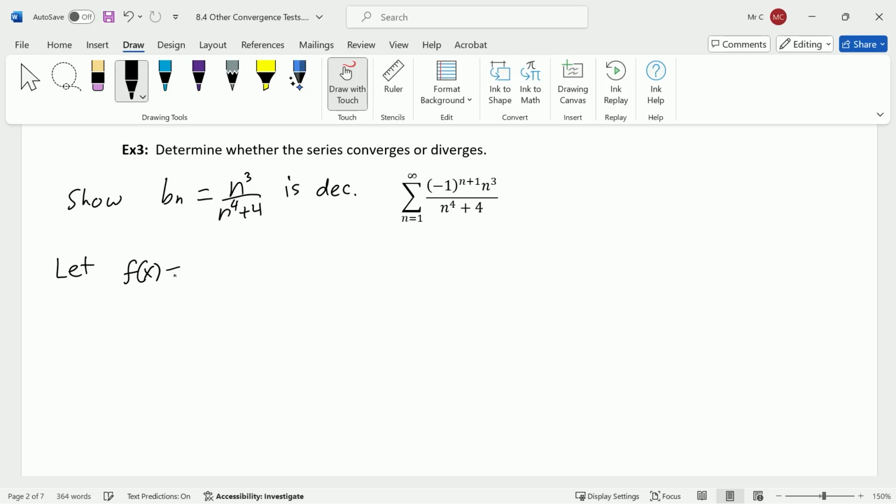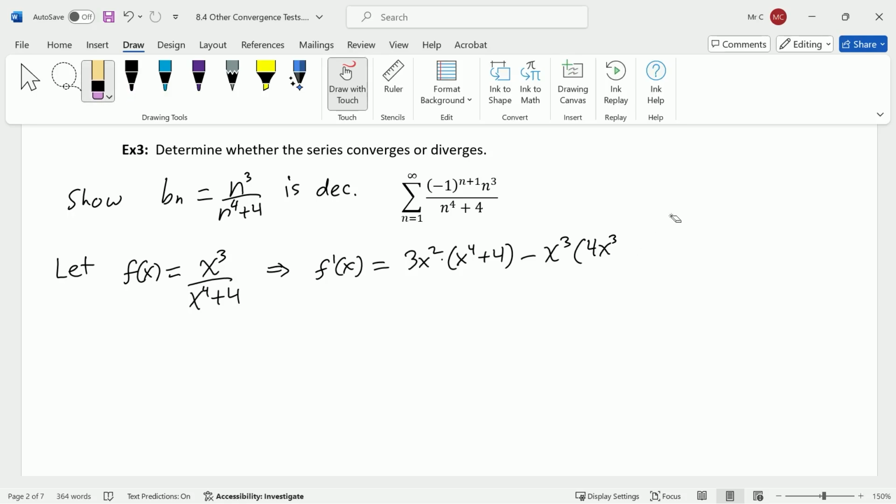So let f of x be x cubed over x to the fourth plus 4. Then the derivative will be what? The derivative of x cubed, 3x squared, times the denominator, minus, that was supposed to be 3x squared, not 3x cubed, minus x cubed times the derivative of the denominator, that's 4x cubed plus nothing, all over the denominator squared.